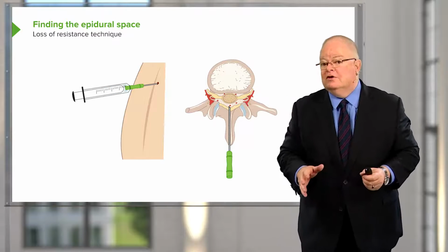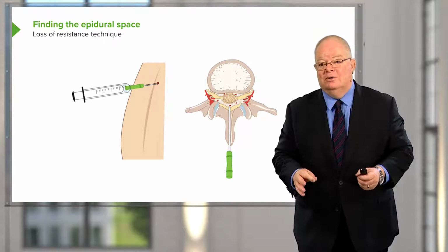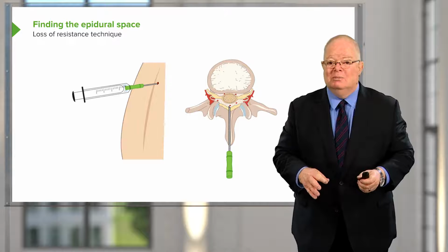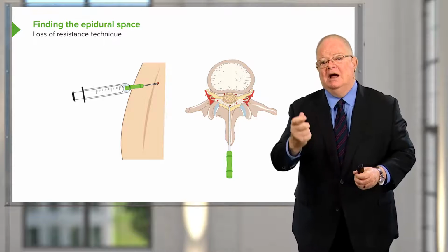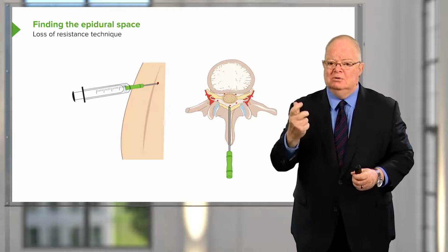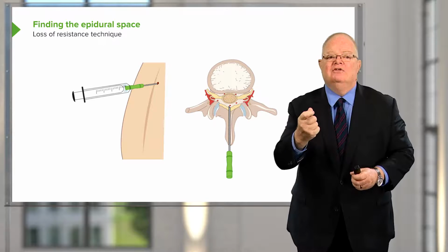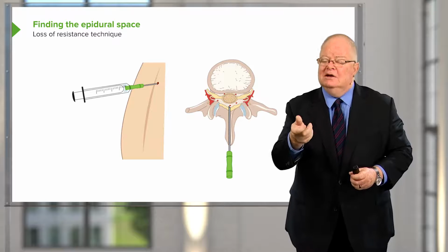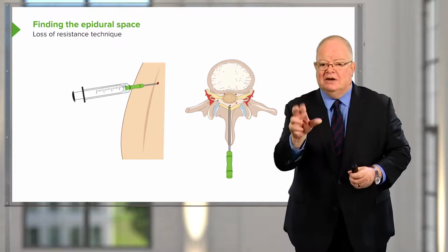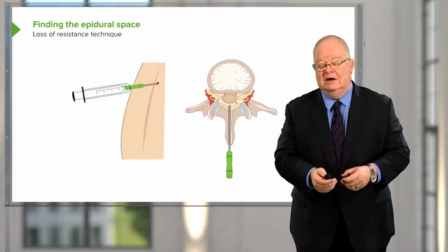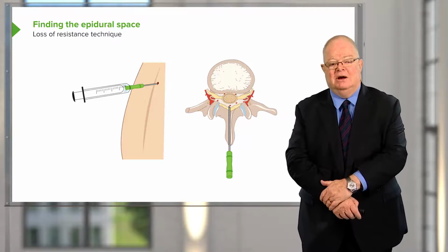People use different solutions in the syringe. They use saline or air or a mixture of the two. I used to use air, then I went to a mixture of the two. I now always use saline. I get a very distinct feeling as you go through the ligamentum flavum and you lose the resistance that you're feeling as you advance the needle. You then disconnect the syringe from the needle hub, and you pass a catheter through the needle, which then passes up into the epidural space.